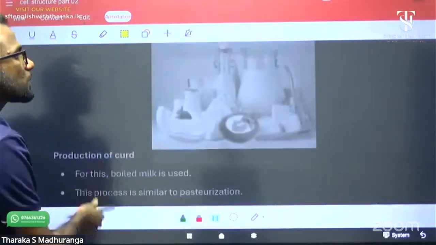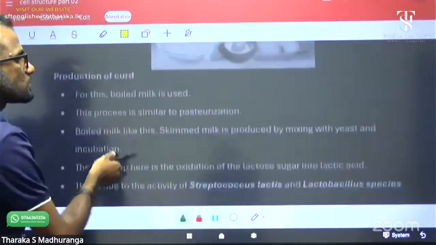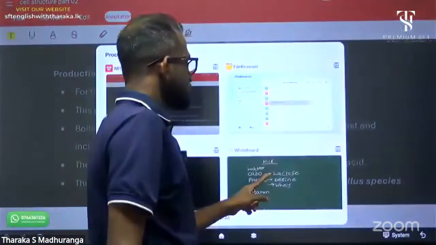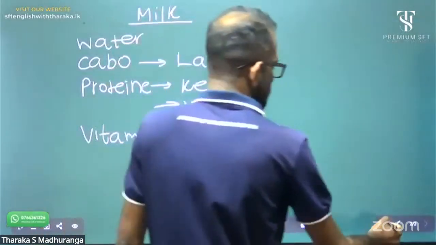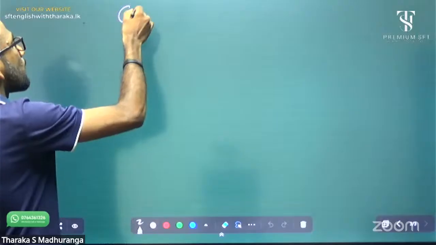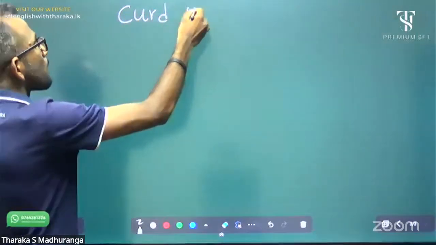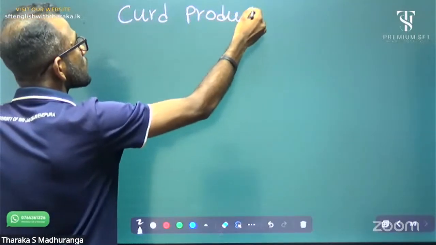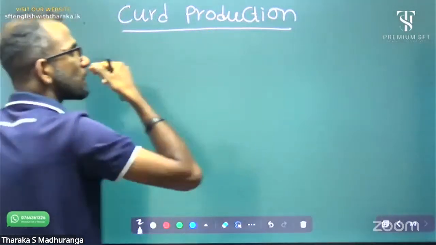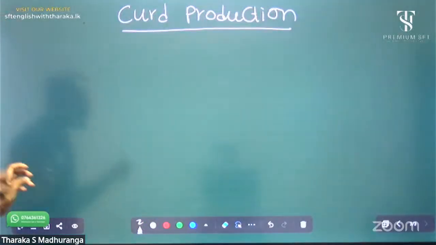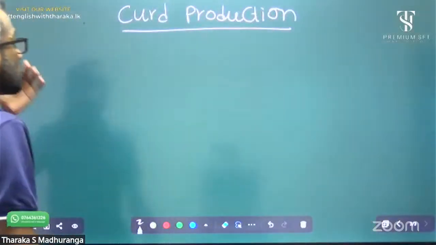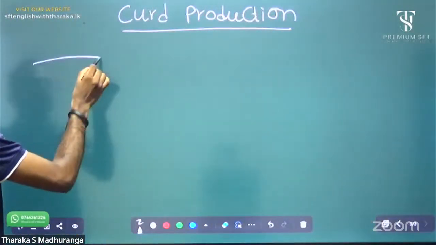Okay, curd production, very simple process. Curd production. How to produce curd? Curd is produced from fresh milk.